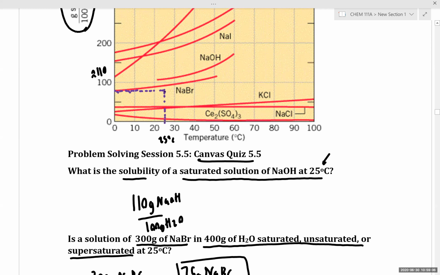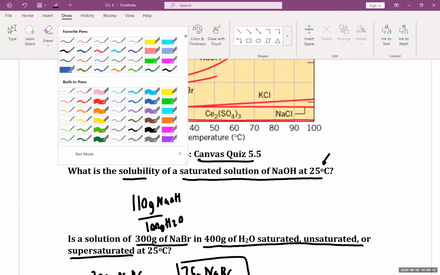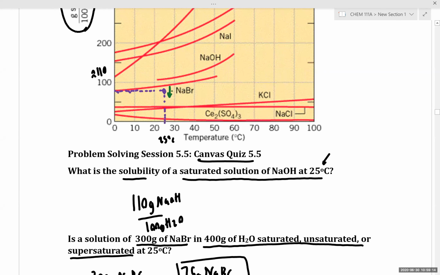Okay, so tracing down to 25, our solubility compared to our solubility curve, is it above or below the line? Are we above or below our maximum solubility? We're below, exactly. And so what do we call this solution? Saturated, unsaturated, or supersaturated?